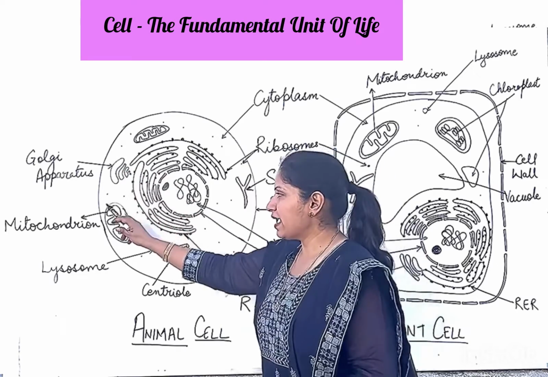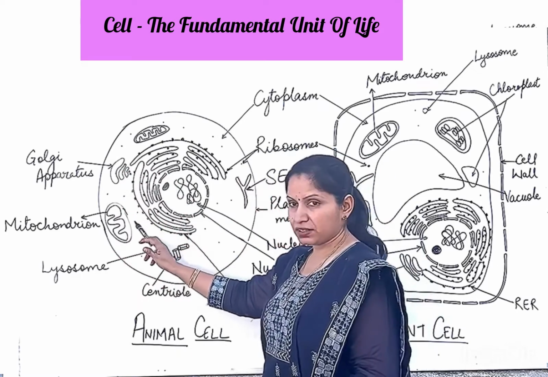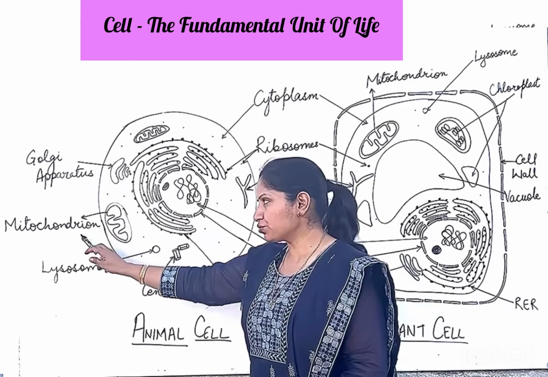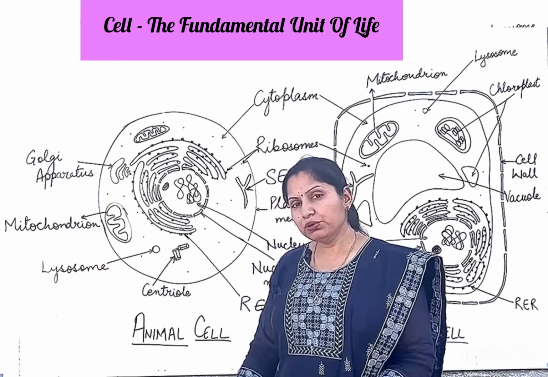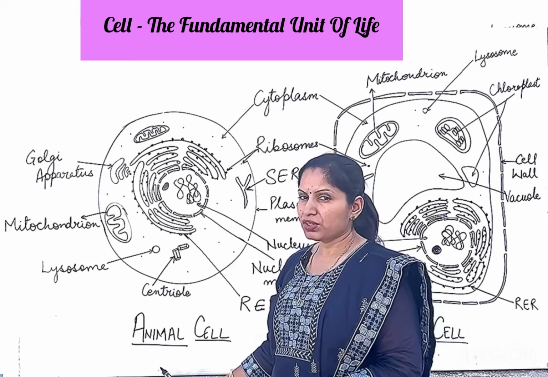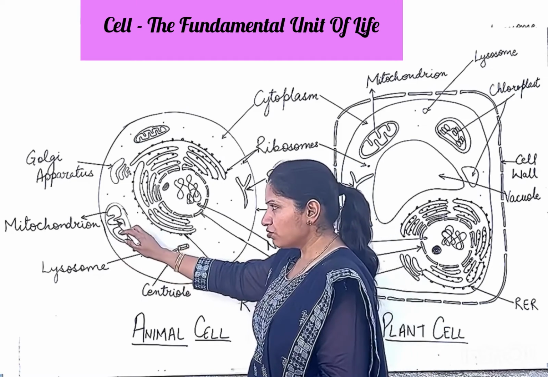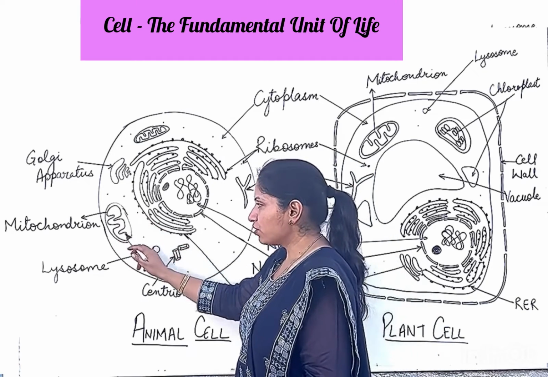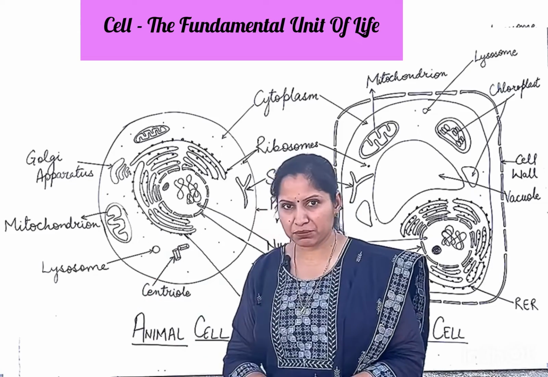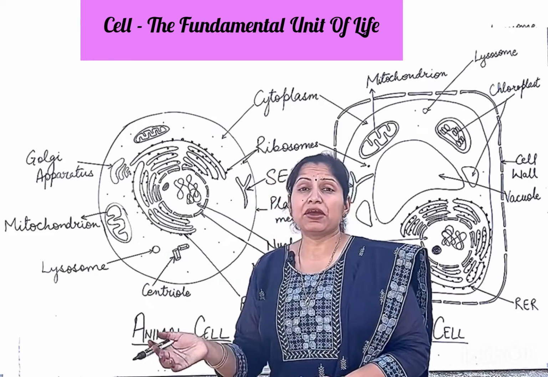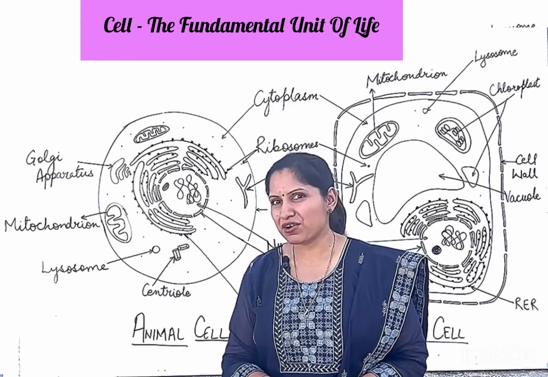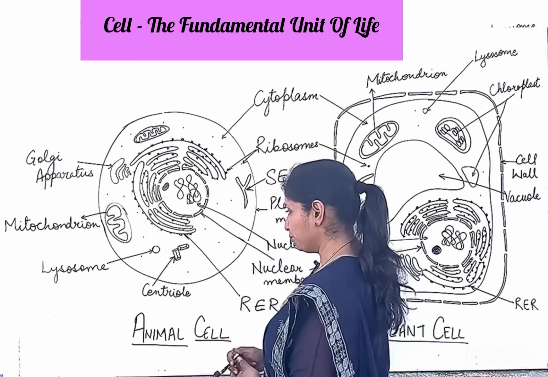Then a cell has mitochondrion. The singular is mitochondrion and the plural word is mitochondria. So a cell has mitochondria, and mitochondria is also a double membrane bound structure, also known as the powerhouse of a cell. You remember that, I hope.